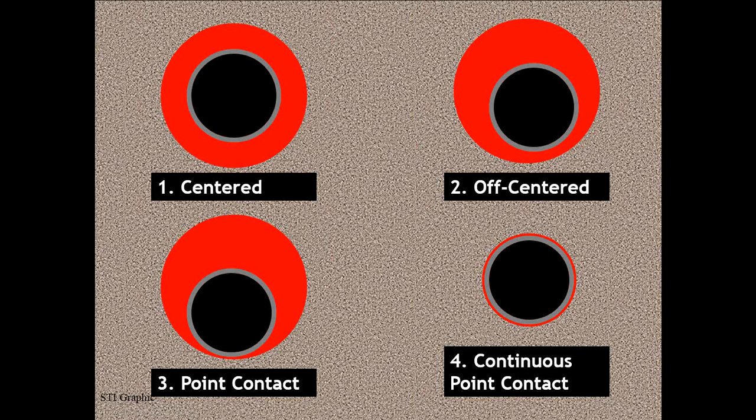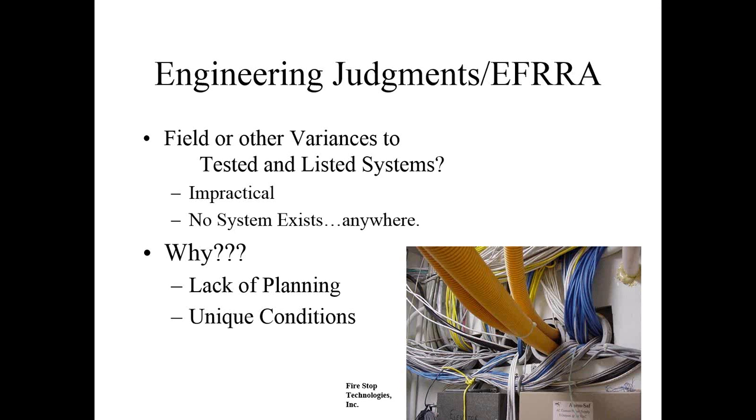Certainly, fire stop systems are tested in certain ways. Old systems were tested completely centered, which never happens. Off-centered came next, and then the point contact came next. The testing for this is pretty well across the board available for all kinds of different situations.